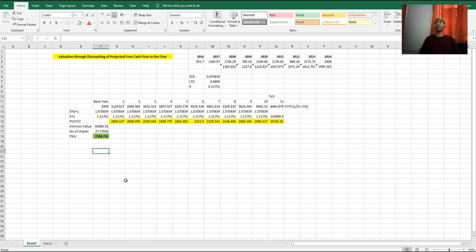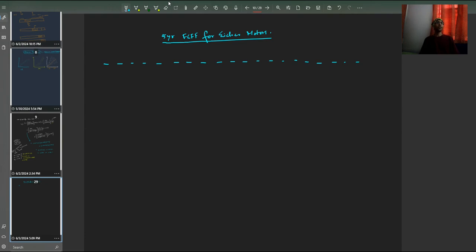Now we have two other methods left. One is the residual income method and the other is the dividend discount model. So first we'll do valuation through the residual income method. Now friends, for the residual income method, what is the expression? The intrinsic value is calculated as the current book value plus the sum of the present values of all the residual incomes, right? This is how we measure it.